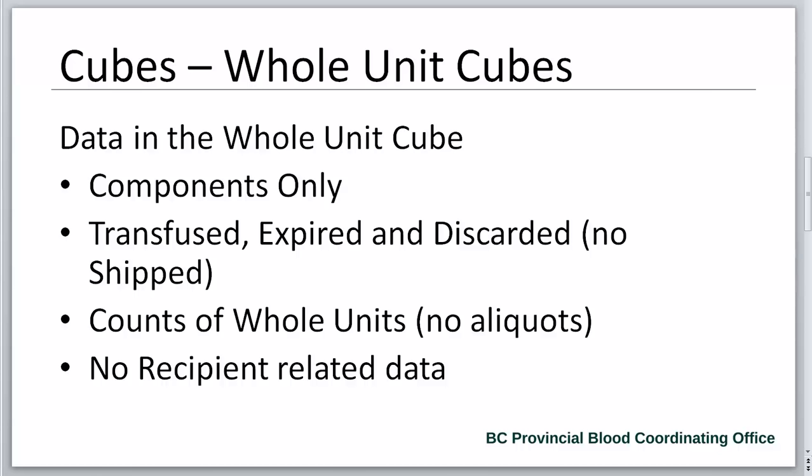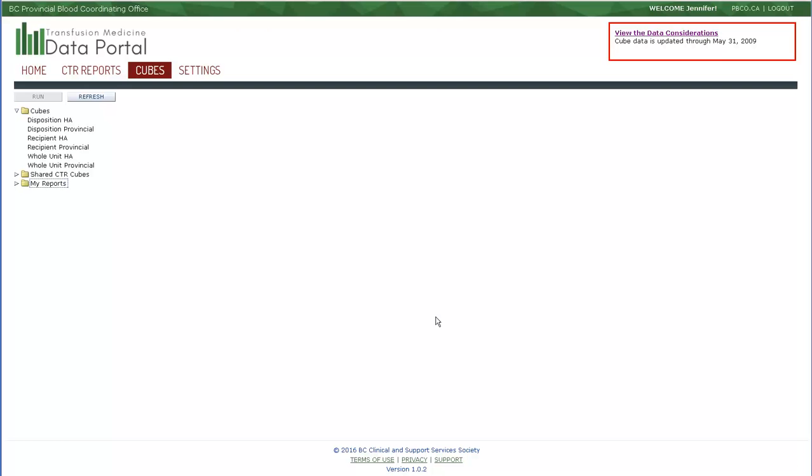So let's take a look at the sample cube for whole units and do a quick search. After logging in to the Transfusion Medicine Data Portal, select the Cubes tab. Here you will see the Whole Unit Health Authority and Whole Unit Provincial cubes. The Health Authority cube will provide the data at your health authority level, and the Provincial cube provides a summary aggregate of the entire province's data.